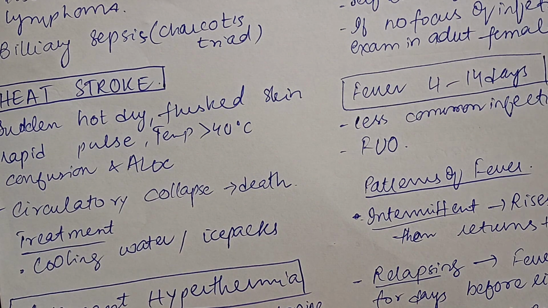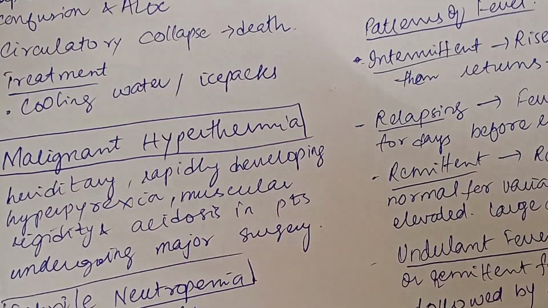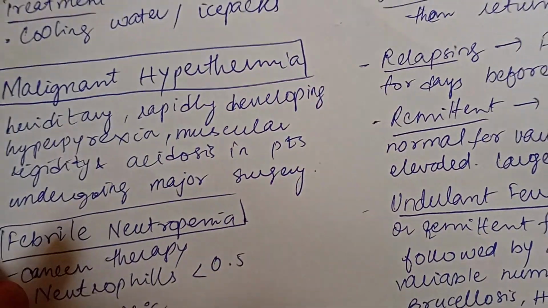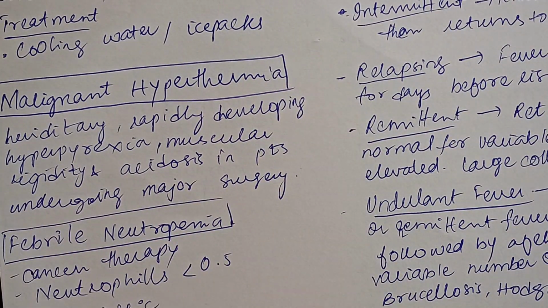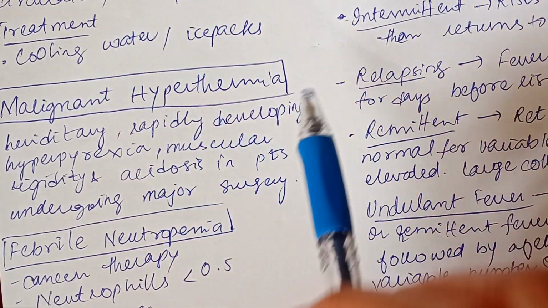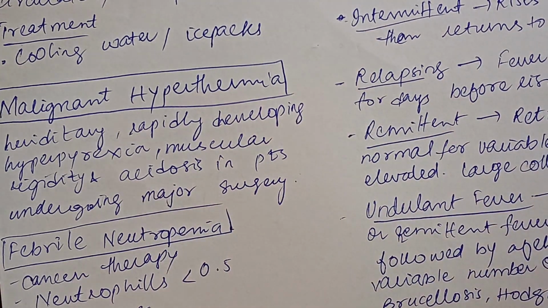Then we have malignant hyperthermia. Malignant hyperthermia is a hereditary condition, and it is usually noticed during major surgery. If the patient is undergoing major surgery and he rapidly develops hyperpyrexia, muscular rigidity, and acidosis, then we can say that the patient has malignant hyperthermia.